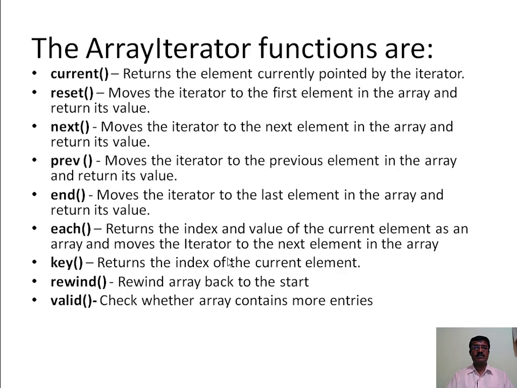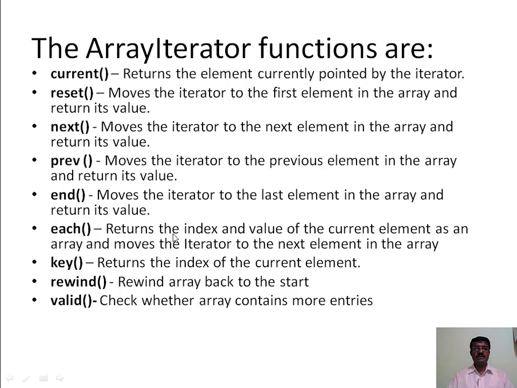The array iterator functions are: the current function, which returns the element currently pointed to by the iterator. The reset function moves the iterator to the first element in the array and returns its value. The next function moves the iterator to the next element in the array and returns its value. The previous function moves the iterator to the previous element in the array and returns its value. The end function moves the iterator to the last element in the array and returns its value.